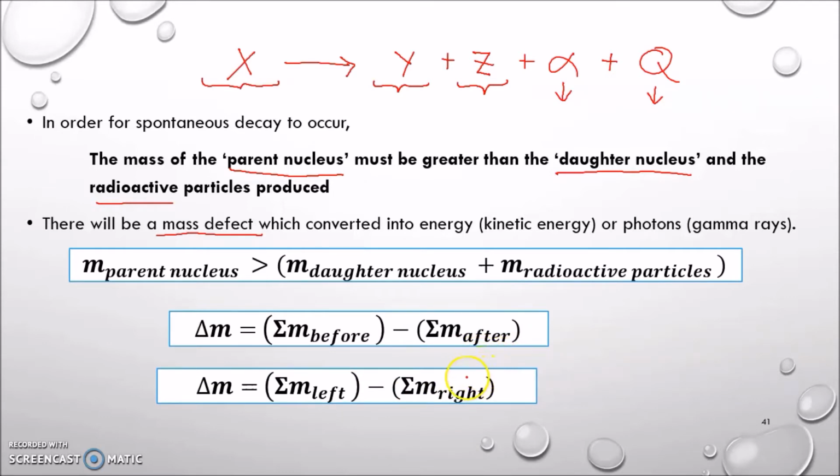Okay, so it depends on the equation. Then you can find the delta M to substitute into the equation. E equal to delta M C square. Here you can have the energy released during the spontaneous decay.